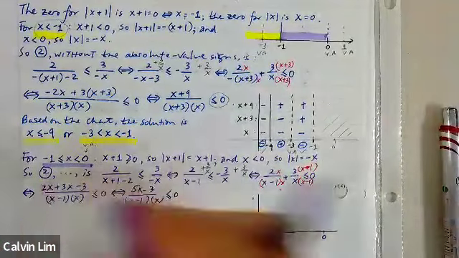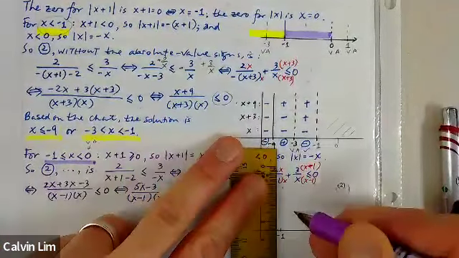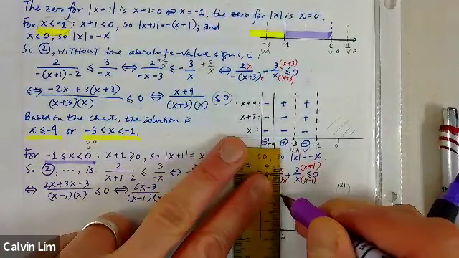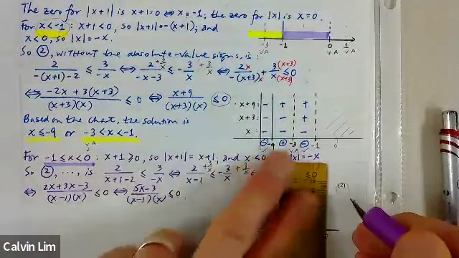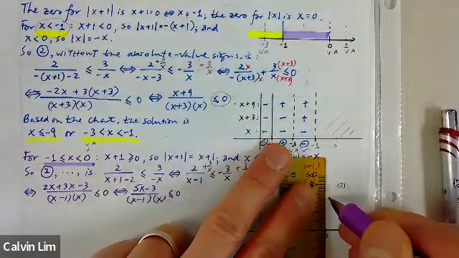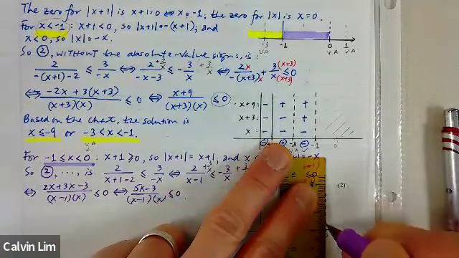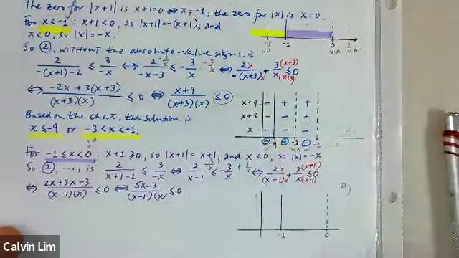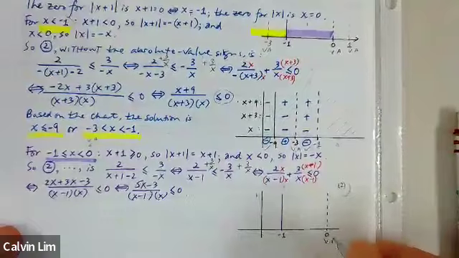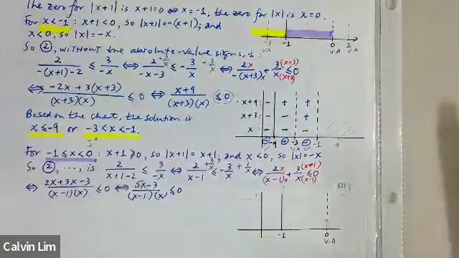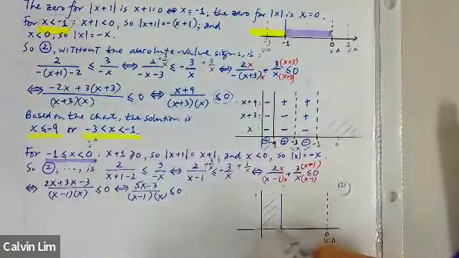We include -1, so I'm going to use a solid line. We don't include 0 because 0 is a VA, a vertical asymptote. Okay, so we don't care about these regions.